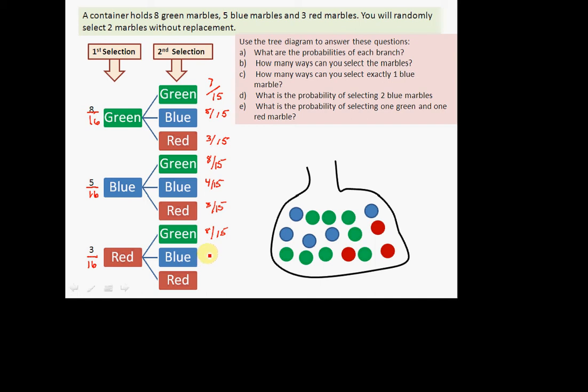So then blues, we still have all our blues left, 5 out of 15. But now we selected a red here. There's one less red. We only have 2 left. We have 2 out of 15. I keep on doing that, huh? Okay.